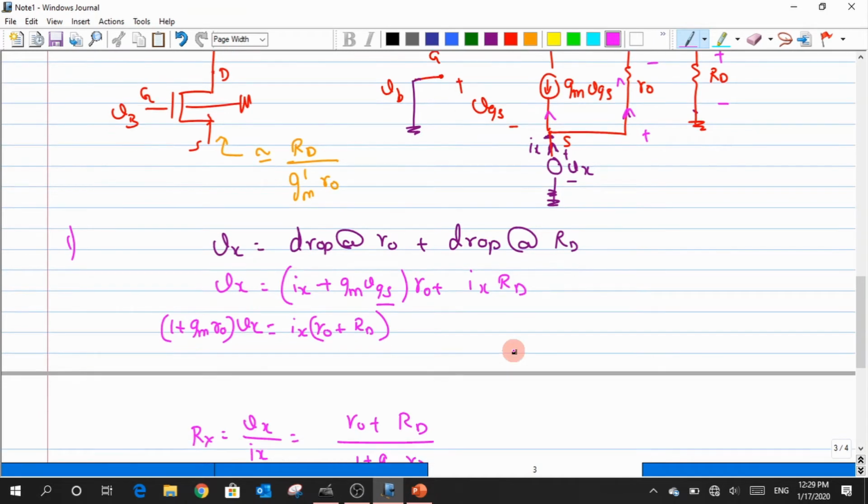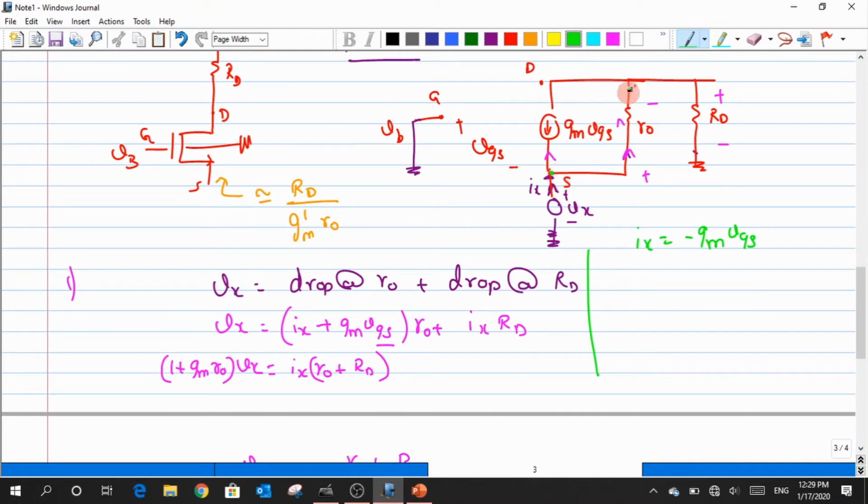So I can write this Ix as a summation of two components. One of the current components is minus Gm VGS, and the other component is the current flowing from this potential to this potential, across R0. How will I write this current flowing across R0? This is not at the ground, right? So it is Vx minus Vd, and it has to be written as plus (Vx minus Vd) divided by R0.